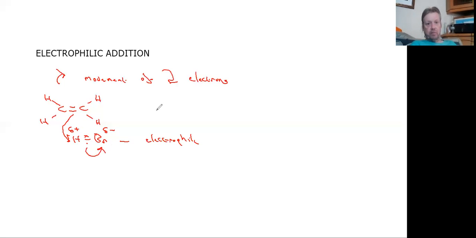Now we can finish it off, and we can say that we're going to add a hydrogen to one of the carbon atoms because it's an addition reaction, and it doesn't matter which one we add it to because it's a symmetrical molecule. So what we're going to make is something called a carbocation. I wouldn't worry too much about that name. It's just a molecule with carbon in it that happens to have a positive charge, cation.